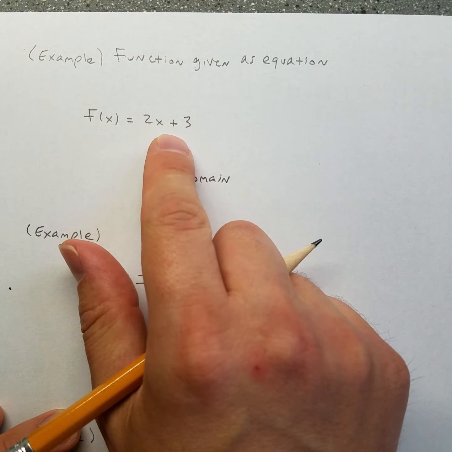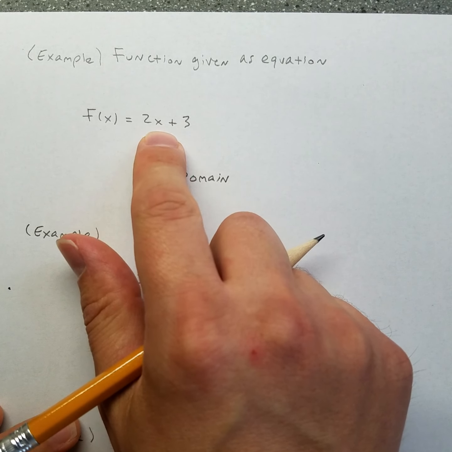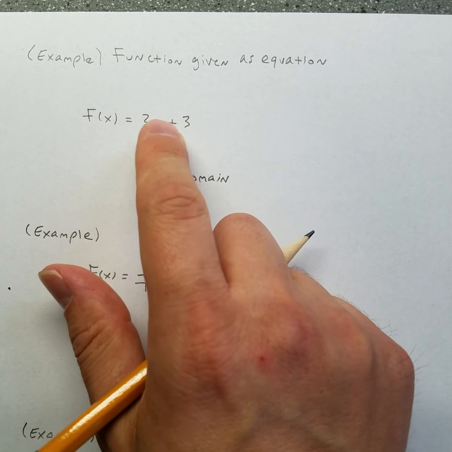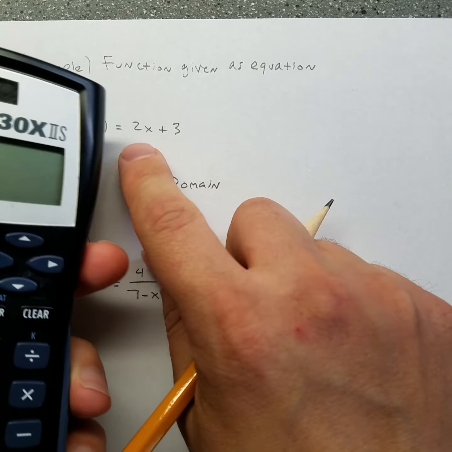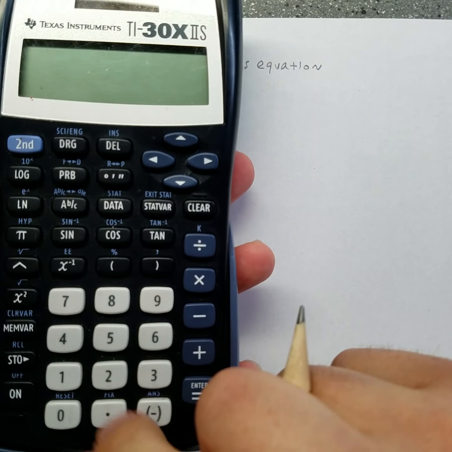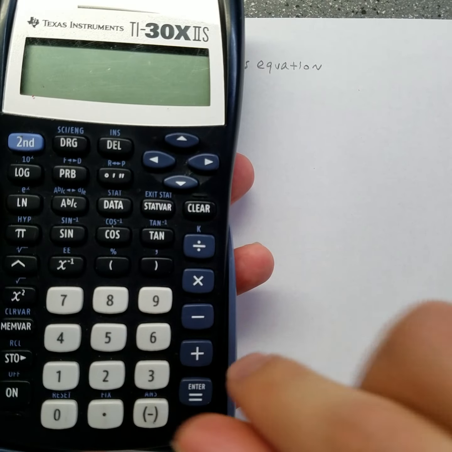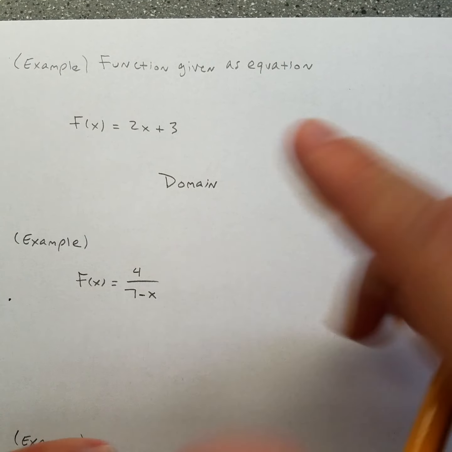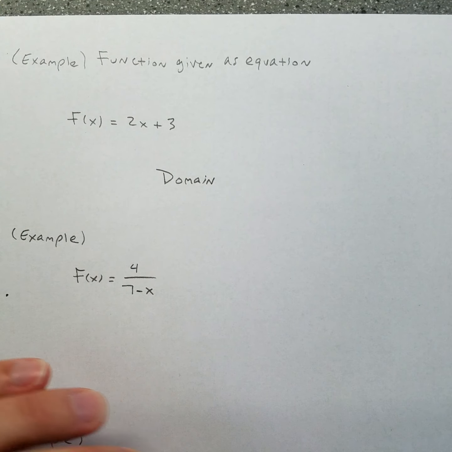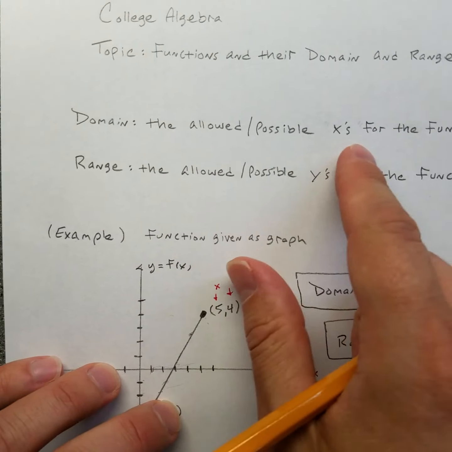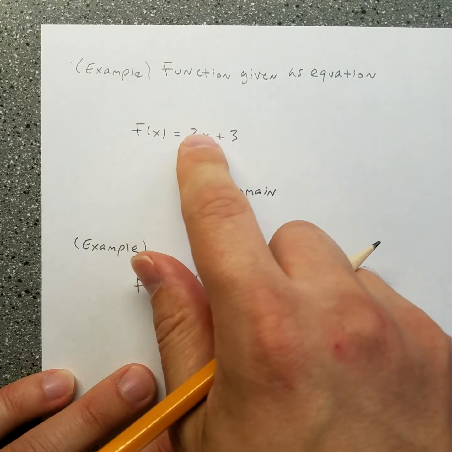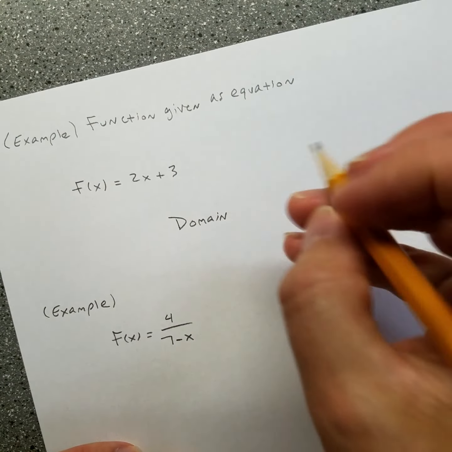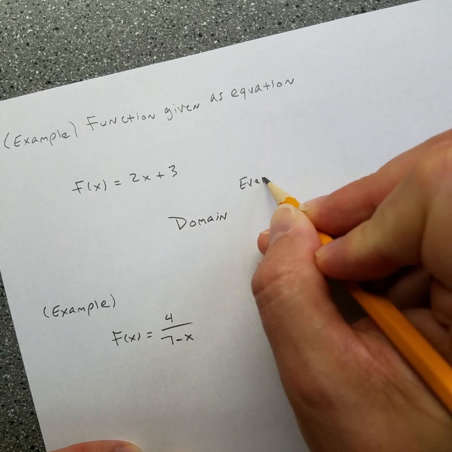I'm inclined to say for this one, wouldn't every x work? I mean, is there any number that you could plug into that formula that wouldn't work? Imagine that you were just doing the calculations. 2 times a number plus 3. And you got your calculator. 2 times, pick any number you want, and then say plus 3, and then press enter. You're always going to get an answer. Always. Nothing can go wrong. If the domain is just the allowed or possible x's, everything is possible. Everything can be plugged into that function. So I'll just tell you about that one. That it's everything.